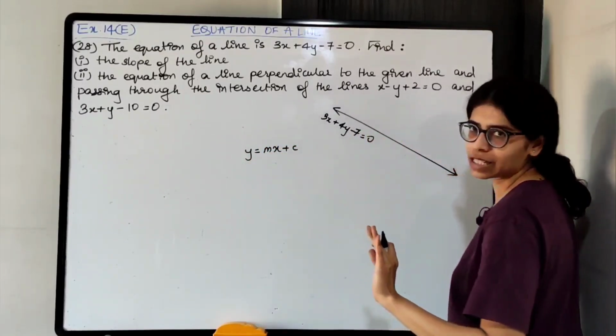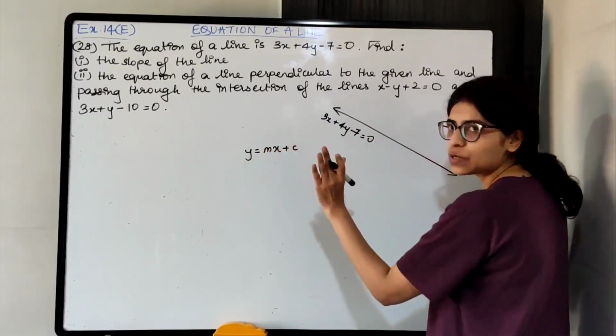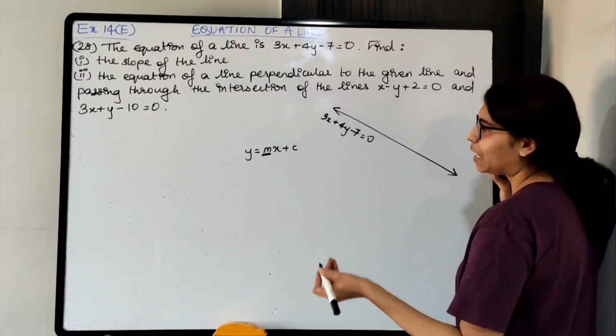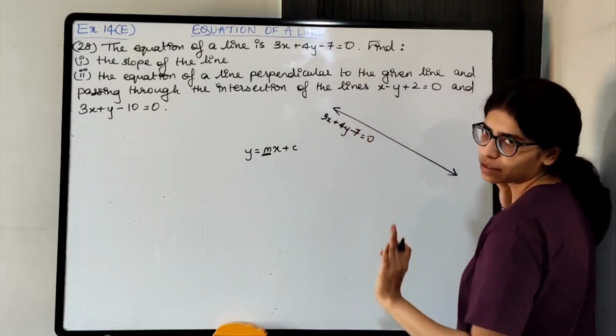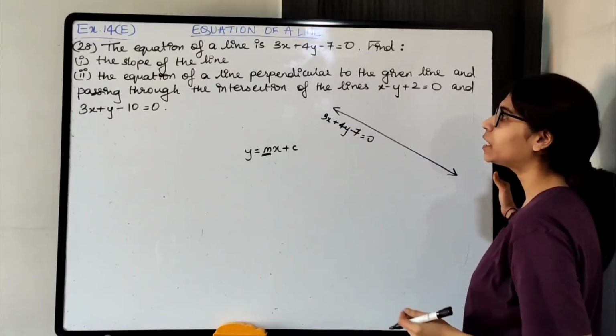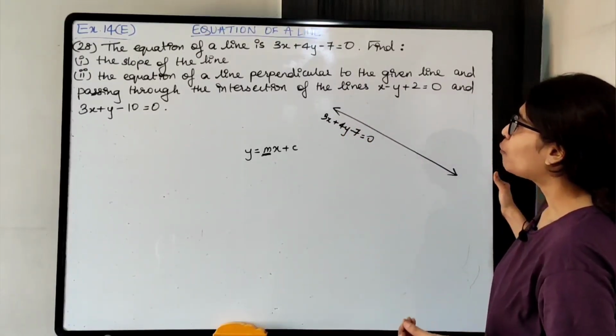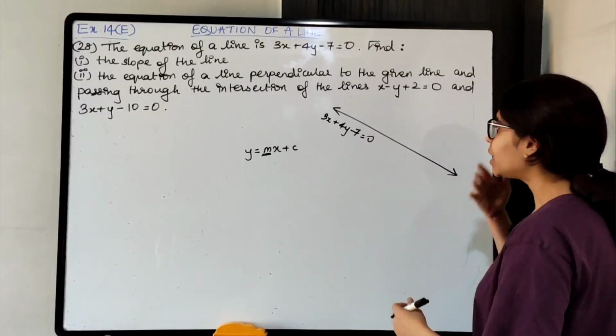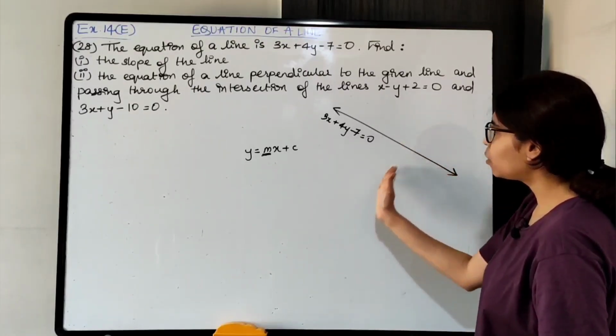ये form में express करना है. Once you bring it in this form, जो भी x का coefficient होगा that is slope का value. So you'll easily get the slope of the line. Okay. Second part, the equation of a line perpendicular to the given line. So there is another line which is perpendicular to this line.